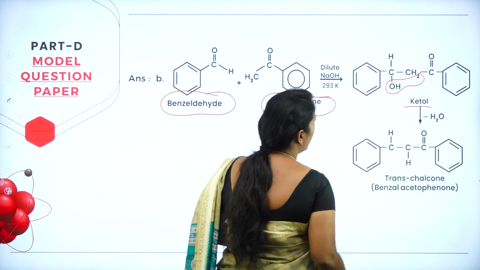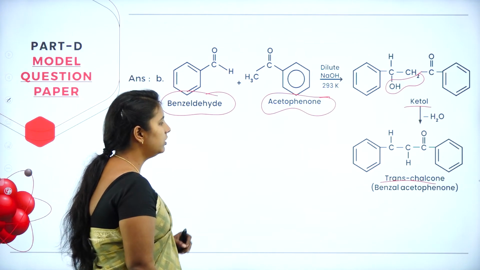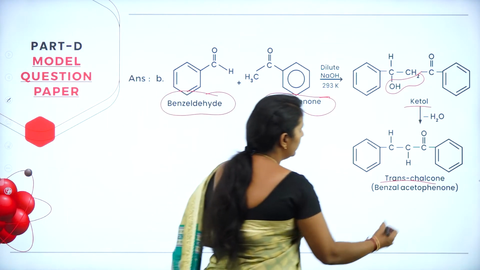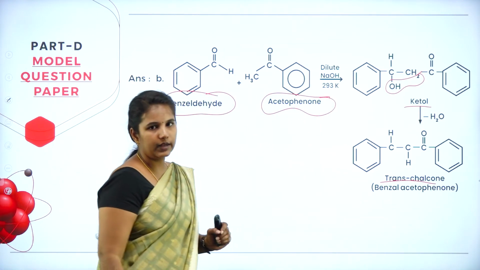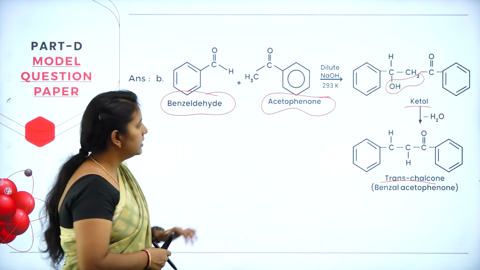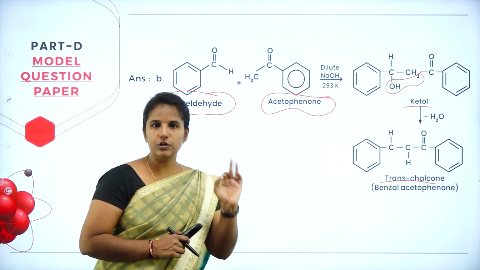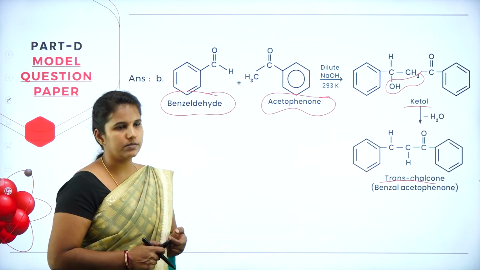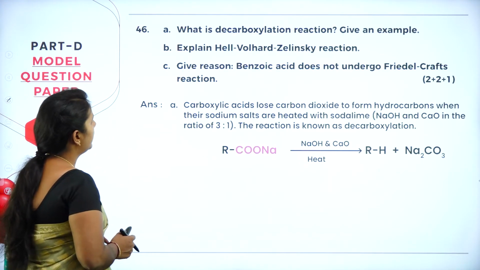Okay, it will form what? Trans-chalcone, which is also known as what? Benzalacetophenone, which is the major product. Okay, this is how, just for writing this reaction, you'll get 2 marks, and for naming the organic reactions, you'll get 3 marks. The next question will go like this.